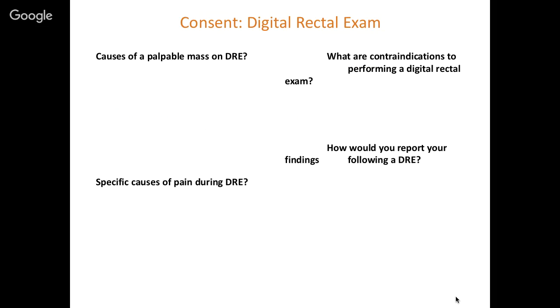A few other things. What are some causes of a mass on a DRE? What might you find? Yes, enlarged prostate. Yes, maybe colorectal cancer. Anything else? Anything else with the rectum? What else might you find with the rectum?